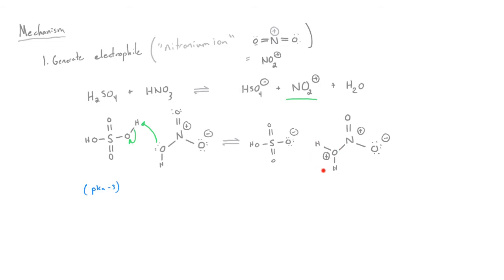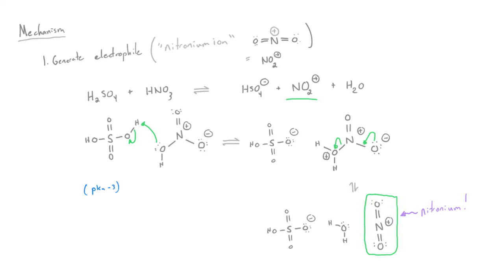We've converted the hydroxyl group into potentially a water molecule if we can undergo loss of leaving group, which is exactly what happens next. We can push the electrons from this negatively charged oxygen to the nitrogen atom that's positively charged, and then kick off a water molecule. So this is how we can generate the nitronium ion with sulfuric acid and nitric acid.